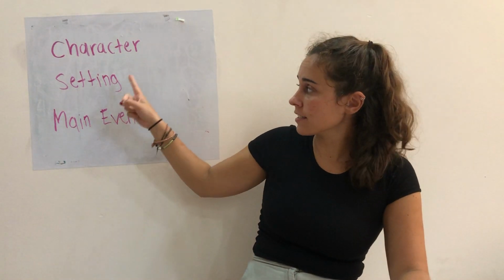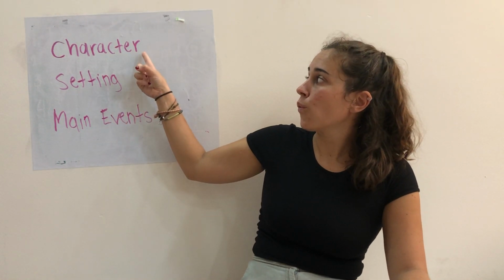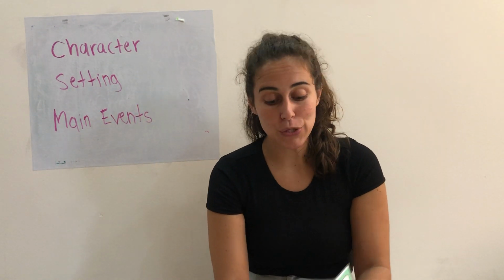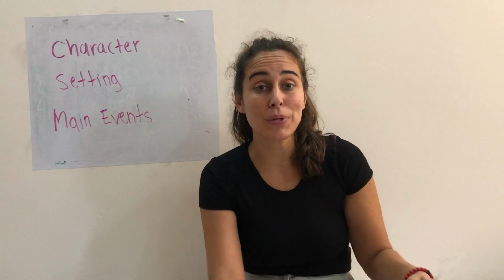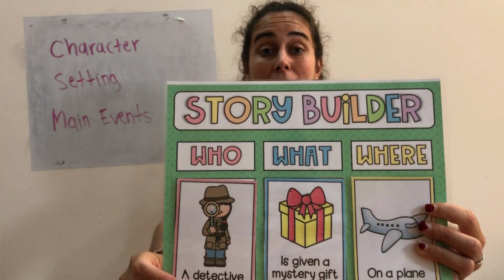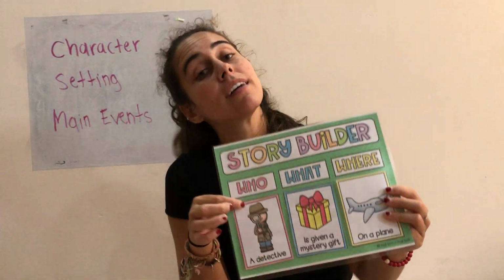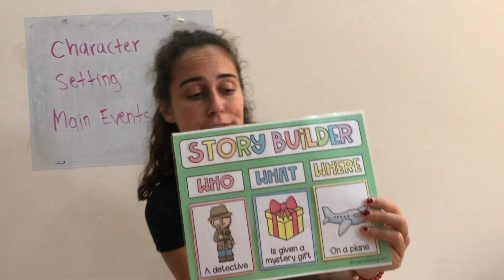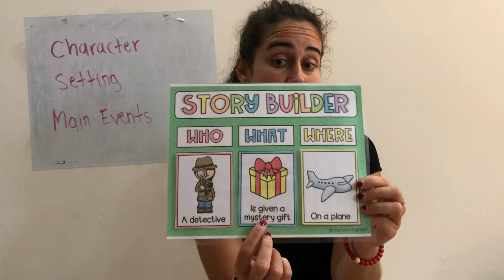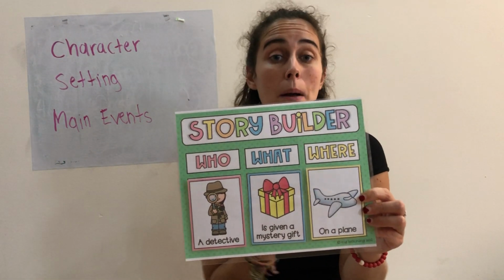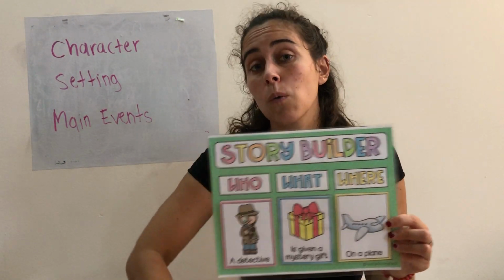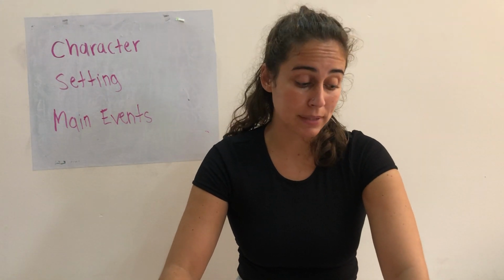So here I have written character, setting, and main events. Who, where, and what. Today we are going to use our story builder because we are going to write a make-believe story. So these are the 3 that I picked for myself. Who, the main character, is a detective. What is given a mystery gift. So the main events are going to revolve around the mystery gift. And where is the setting? Where is the story going to take place?